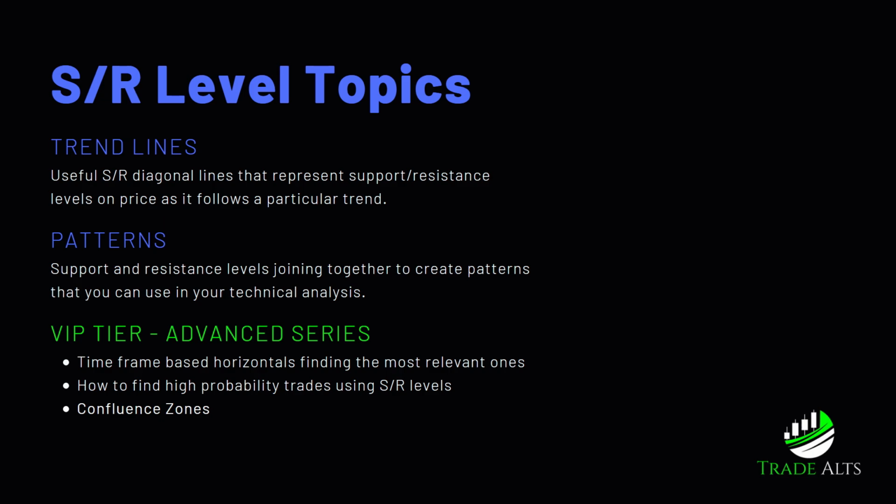So getting into the topic of today's video, which is trend lines. What trend lines are, they're basically very useful diagonal lines that represent support and resistance levels on price as it follows a particular trend. In the first video, we covered horizontal support and resistance. Now we're going to look at diagonal support and resistance. So it's very similar, but just a little bit different, which you'll see here shortly.